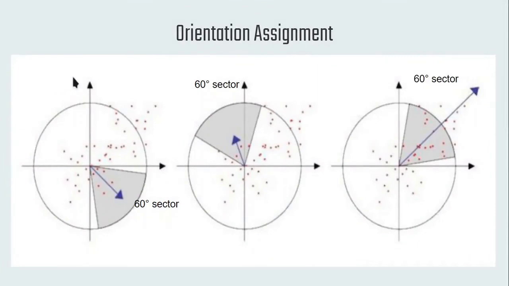Once the wavelet responses are calculated and weighted with a Gaussian of sigma 2.5s centered at the interest point, the responses are represented as vectors in a space with horizontal response strength along the abscissa and the vertical response strength along the ordinate. We then calculate the sum of the vertical and horizontal wavelet responses in a scanning area, then change the scanning orientation and recalculate until we find the orientation with the largest sum value. And now this acts as the dominant direction of our feature descriptor.